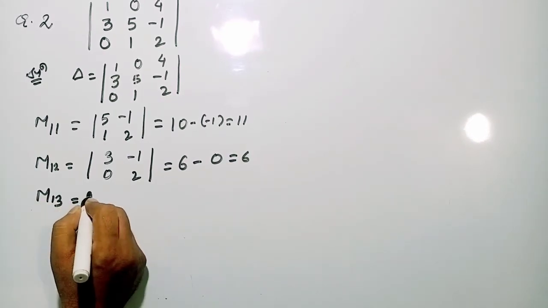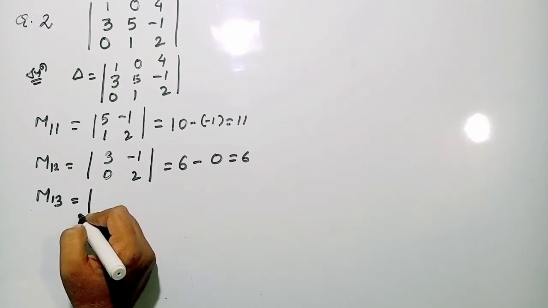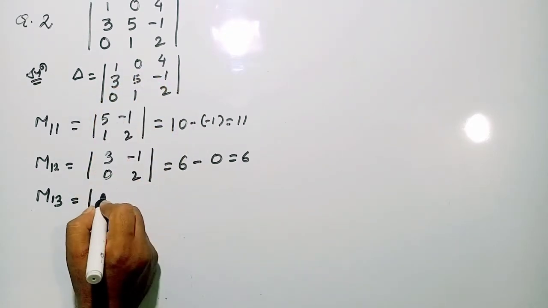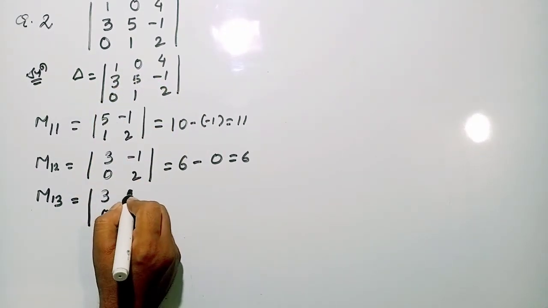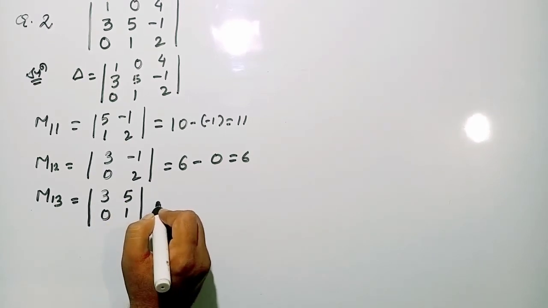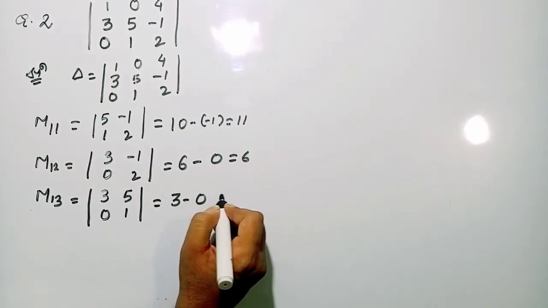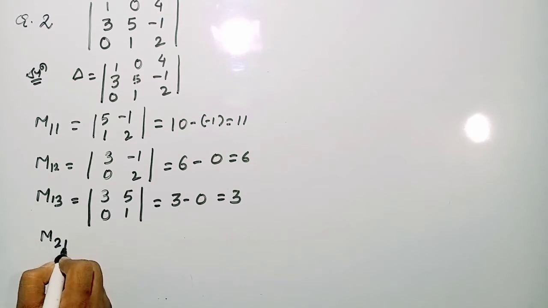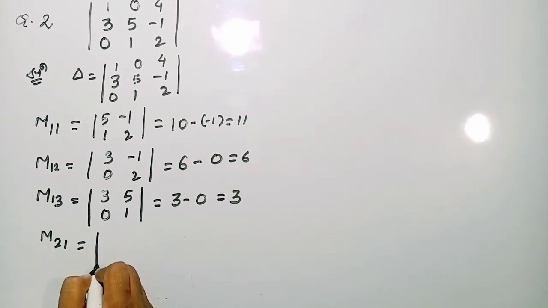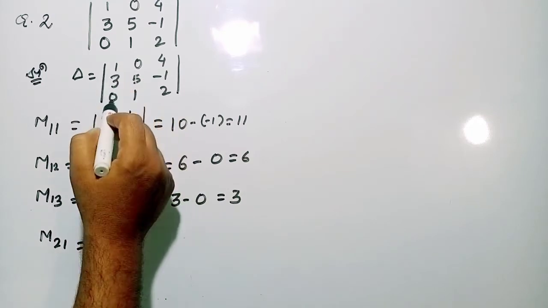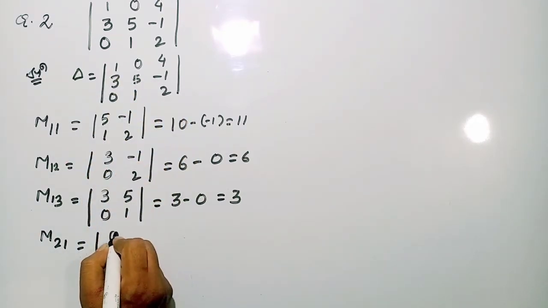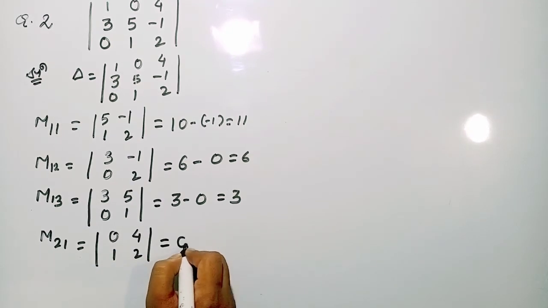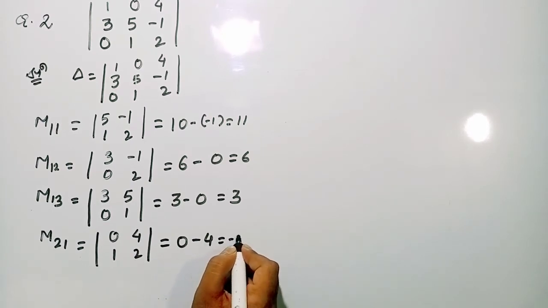M13, so deleting the element of first row and third column, so 3 0 5 1. So doing the cross multiplication, 3 - 0, getting 3. Next M21, deleting the element of second row and first column, by doing this we are getting 0 1 4 2. Okay, with cross multiplication 0 - 4 is equal to -4.